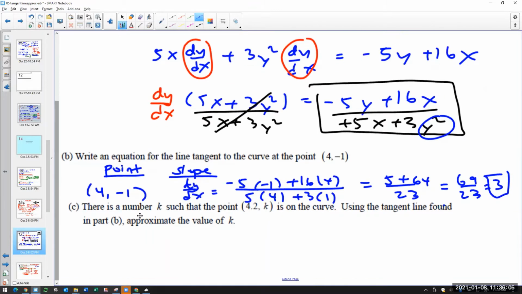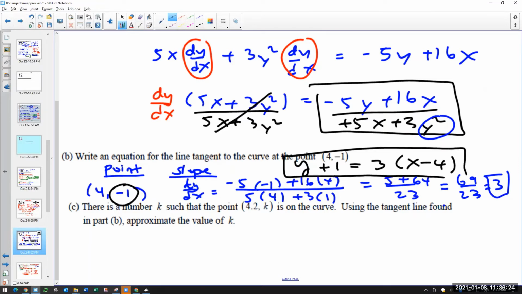The next question. Oh, sorry, you're right. Write the equation. So y minus y. So do you guys see that that's plus now, right? Because it's y minus -1 is equal to the slope. My slope is 3 times x minus x. Okay, and there's my equation, this black equation right here.